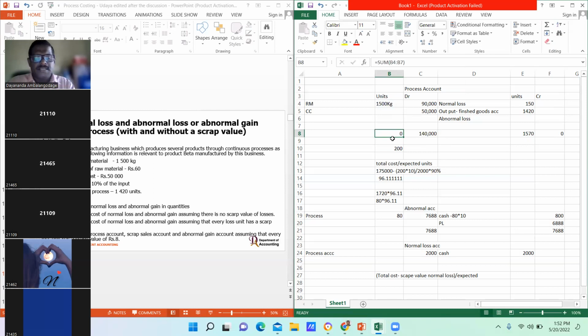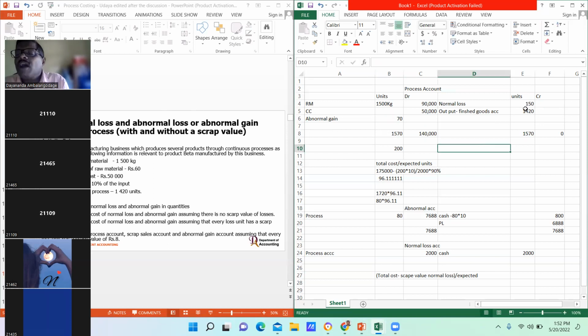Anyway, it has to be 1570, because the credit side of the unit column is now more. So you see here, there is a line item now. There is no abnormal loss, right? Here there is an abnormal gain. Abnormal gain of how much? 70, which we didn't expect.